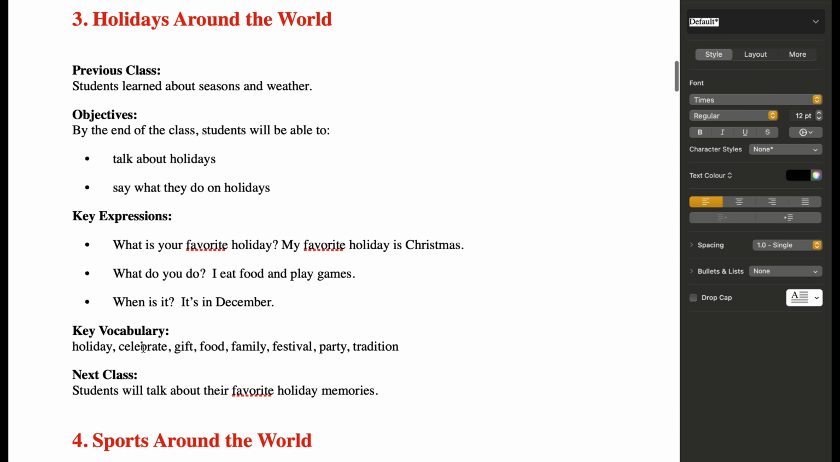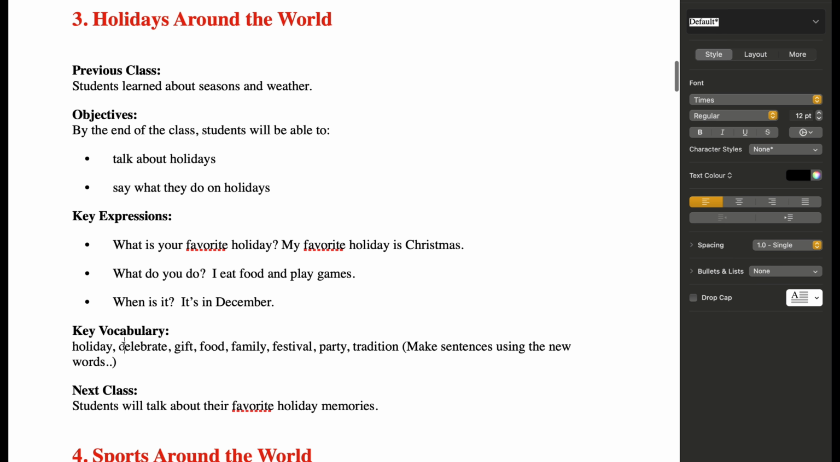Right, so we have the words celebrate, holiday, gift, food, family, festival, party. And here, sometimes when I feel like my kids get the topic, what I do is I say, make sentences using the new words you learned today. So they have to use holiday, celebrate, gift, food. I'm not going to move to the next topic because I just need to be sure they get it.